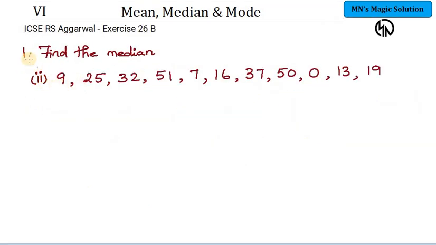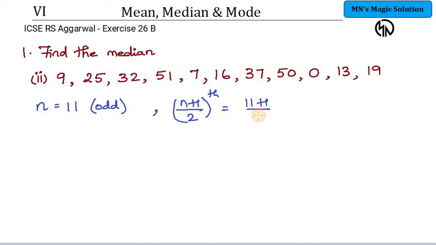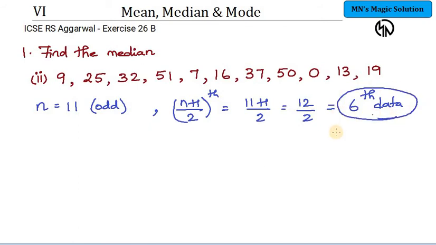Now subdivision 2 in the first question. How many datas are there? 1, 2, 3, 4, 5, 6, 7, 8, 9, 10, 11. So n is equal to 11, and this 11 is an odd number. When it is an odd number of data, it will be the (n plus 1) divided by 2th term that you have to consider. n is 11, so 11 plus 1 divided by 2, which is 12 by 2, or 6. So it is the 6th data that we have to consider for finding the median.